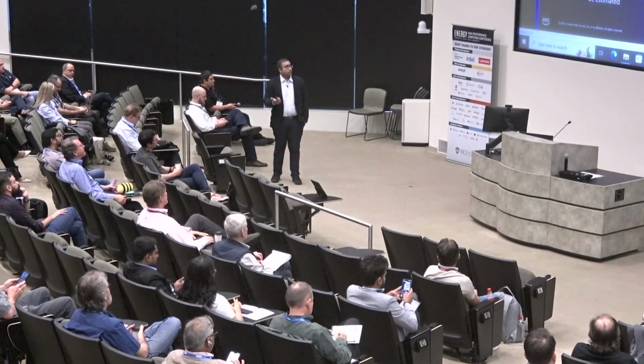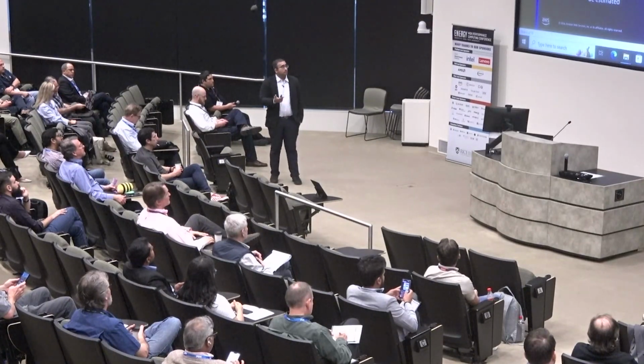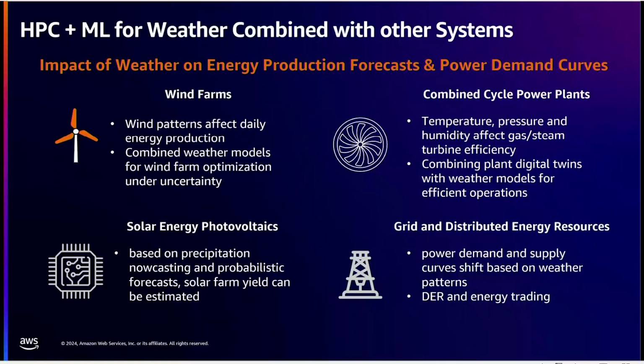For example, cogeneration and combined cycle power plants: temperature, pressure, and humidity affect how your gas turbine or steam turbine efficiency evolves. And if you have a part-loaded power plant, then you definitely want to take these things into consideration and how to optimize your operations. Same thing with solar farms. Precipitation nowcasting and forecasting allows you to figure out how you want to run these farms to maximize your energy output. And finally, downstream of this, with the grid and distributed energy resources, the power demand and supply.